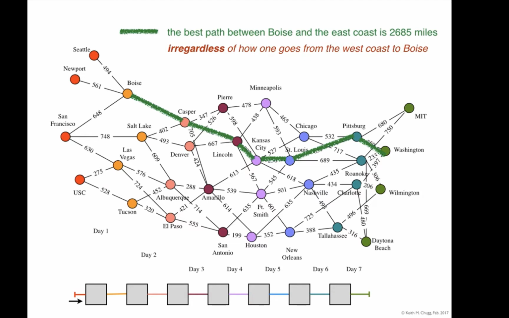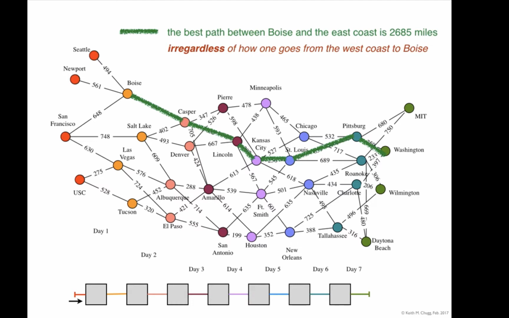Okay, so the idea here is that regardless of how I arrive at Boise from the West Coast, whether I came from Seattle, Newport, or San Francisco, the best way to go from Boise to the East Coast is still this green crayon line, and it's still 2,685 miles. Now you can very quickly reason that you really don't need to consider Newport, San Francisco legs to Boise, because Seattle to Boise is shorter.